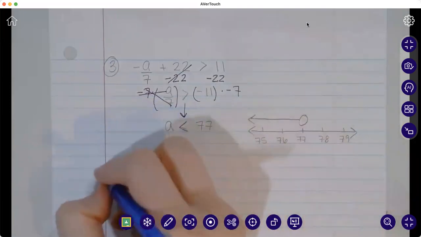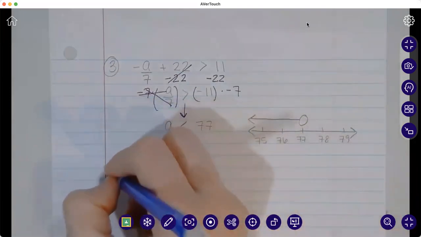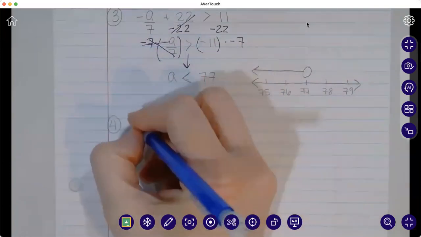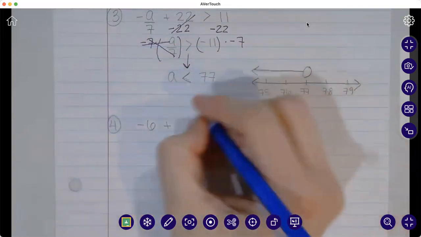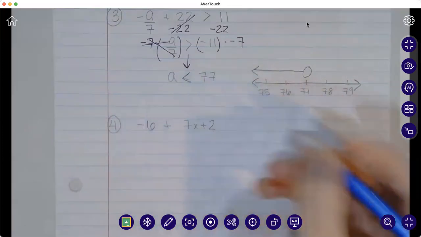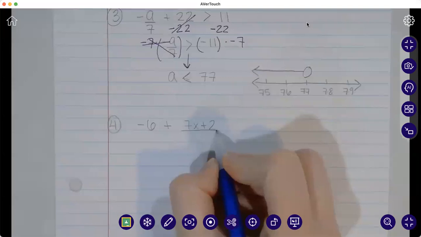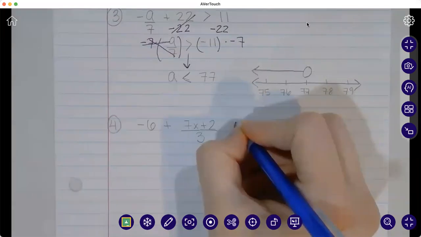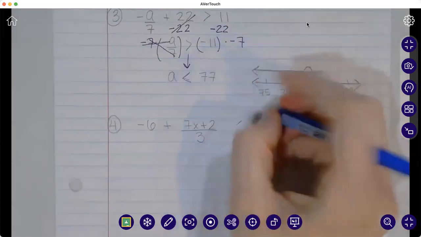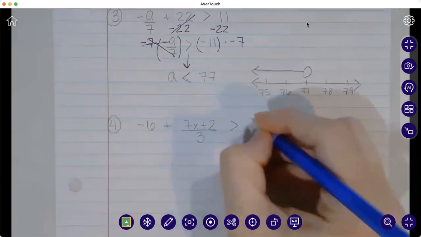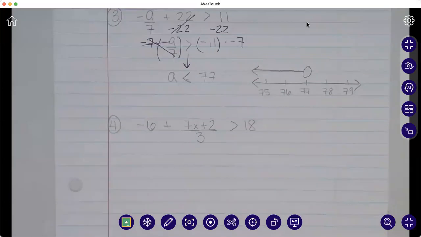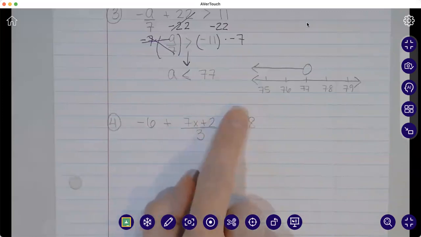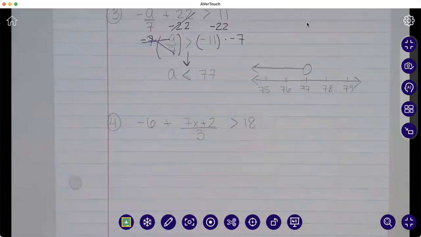Right. And hopefully that went well. I'm going to write down number 4 and give no clues or hints and see how you do. Negative 6 plus 7x plus 2, and this 7x plus 2 divided by 3 is greater than 18. So negative 6 plus a fraction, 7x plus 2 divided by 3 is greater than 18. Good luck.